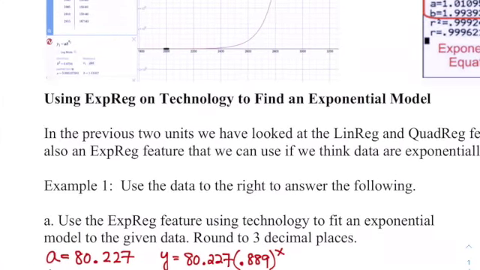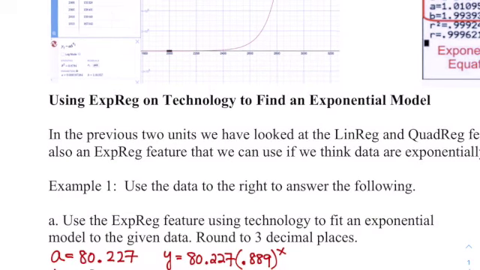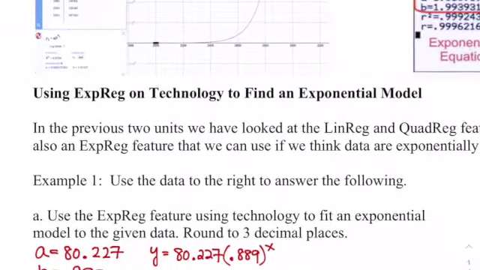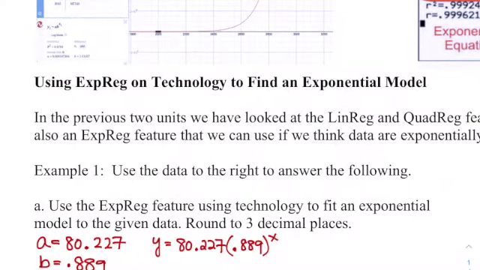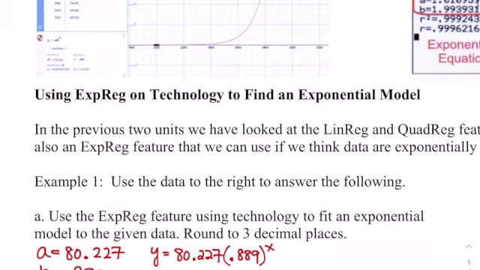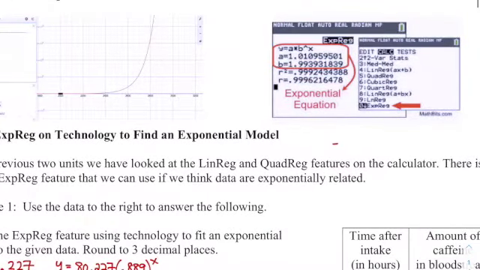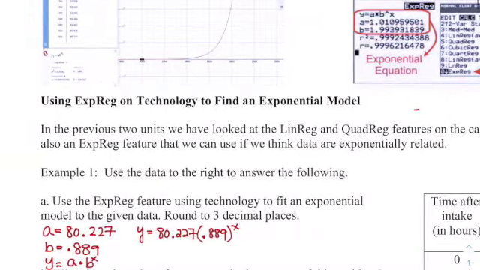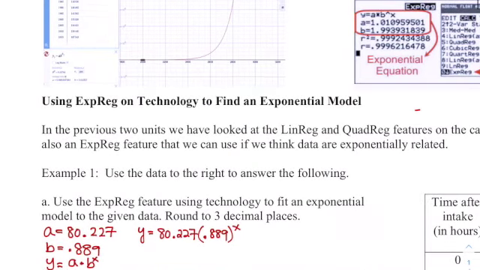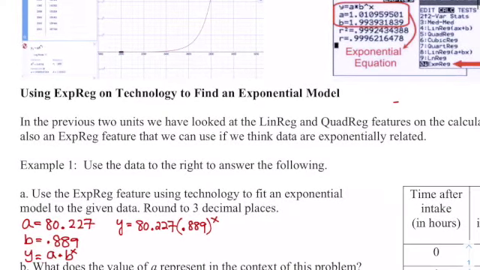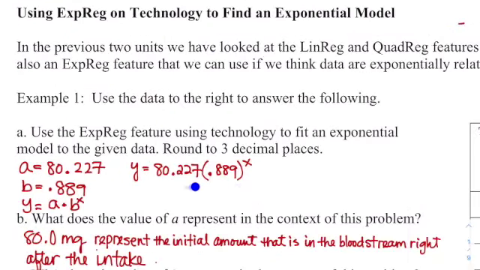Letter A, I punch it into the calculator like what we did for linear regression and quadratic regression. The only difference is I just pick number 0 and then I will get the numbers for A, B, and even the equation form listed, and I just plug in the numbers. So 80.227 is going to be your A, and B is going to be 0.889. So therefore, I put the equation down as follows. Right here, this is my A. 0.889 is my B, that's my multiplier. And X stands for my T.